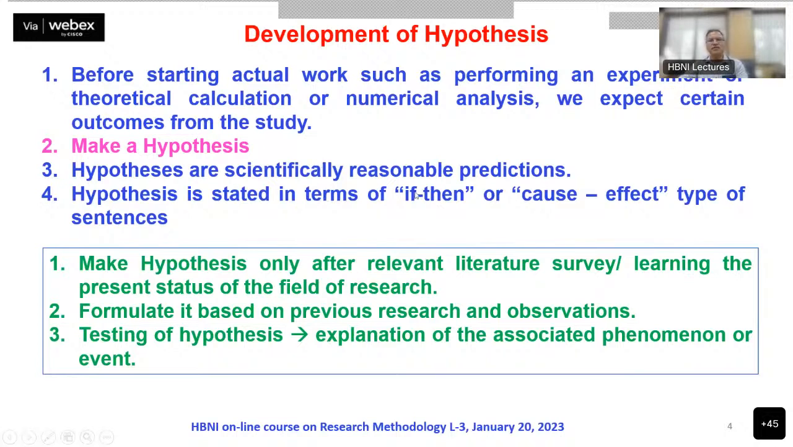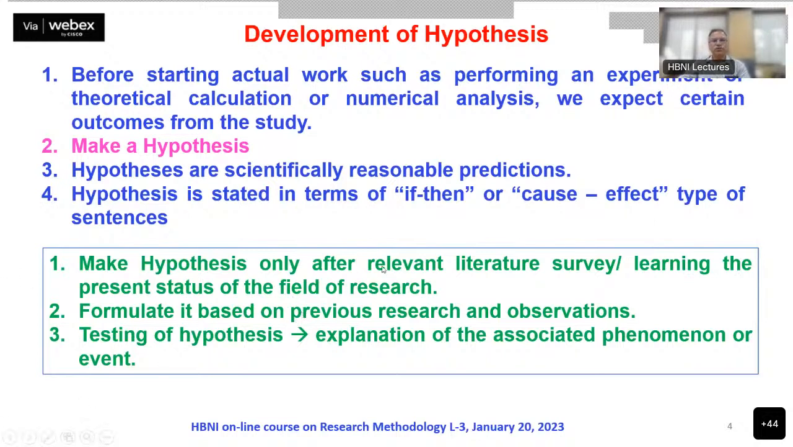Hypotheses are scientifically reasonable predictions. Basically, it's a prediction: if I do this, then it will happen. Like you can say if-then, meaning if this is the situation, it can happen. Or cause and effect: what is the effect of this attribute on this phenomenon? This type of sentence can make a hypothesis.